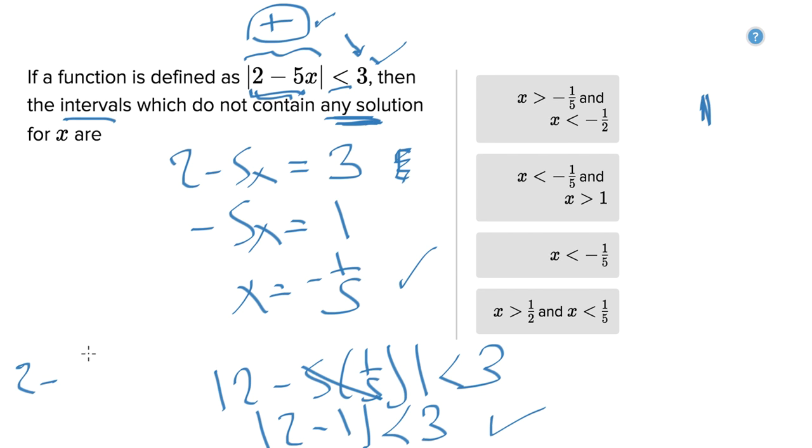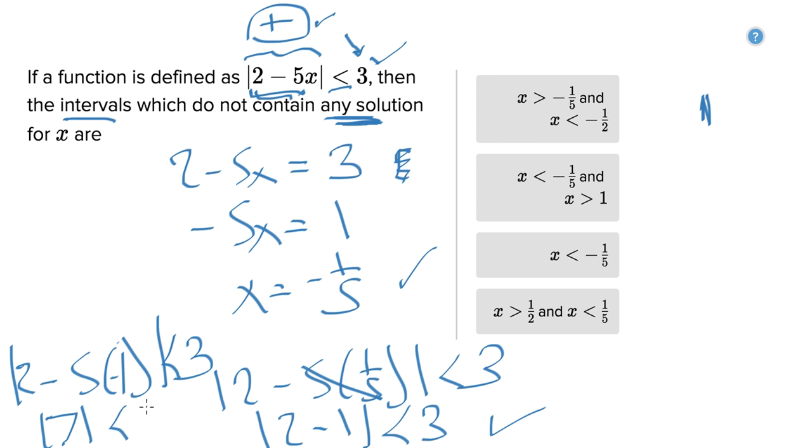So 2 minus 5 times negative 1 is less than 3 gives us 2 minus a negative 5, or 7, is less than 3, which is not true. So anything for which we have a value of x that is less than negative 1/5 will not contain a solution for x that makes the inequality work. So answer choice C and answer choice B have it. Answer choice A says greater than negative 1/5, so that's wrong. Answer choice D says less than positive 1/5, so that's not correct. So now we're left between B and C.